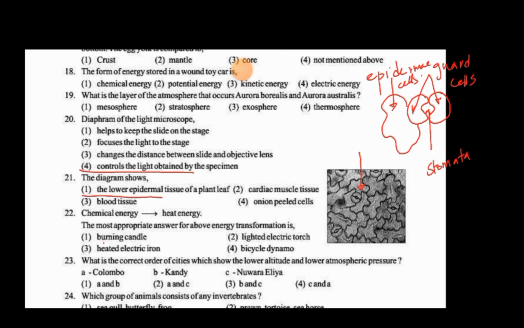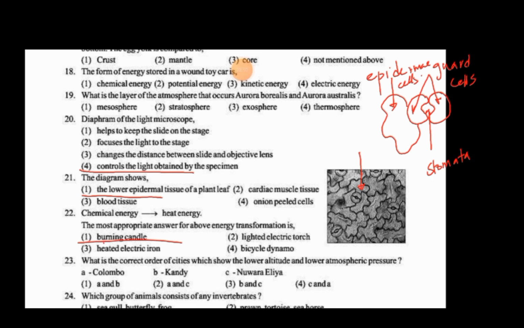In the electric torch, electrical energy is converted into light energy. Heated electric iron, electrical energy is converted into heat. Bicycle dynamo, right? It is connected to a lamp. When we ride the bicycle, what happens? When we are pedaling it, the wheel of the bicycle rotates and the dynamo also rotates, and then the lamp will be lighted, produce light. So here the answer should be the first answer.